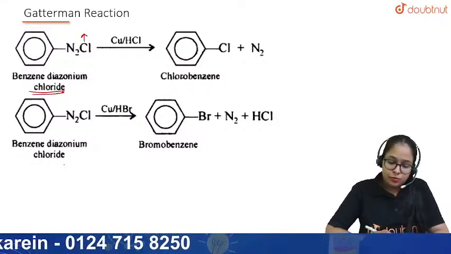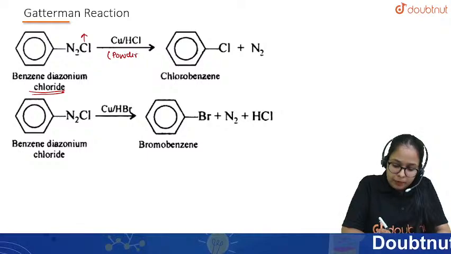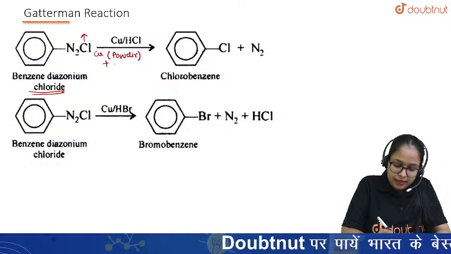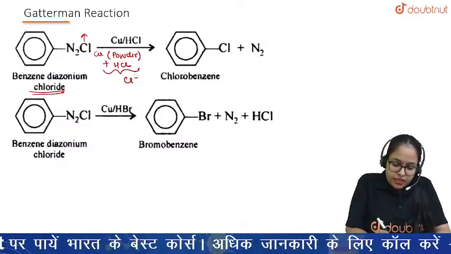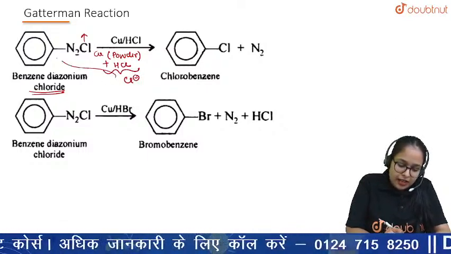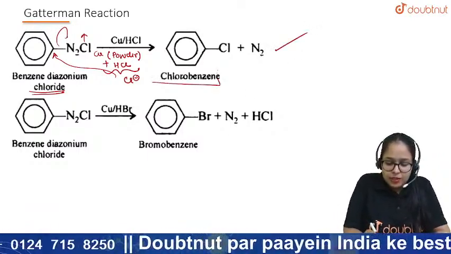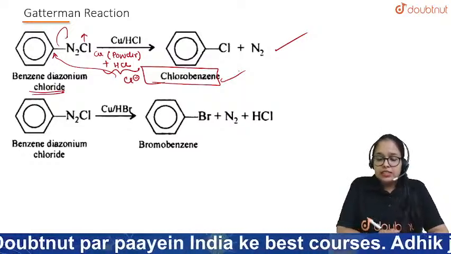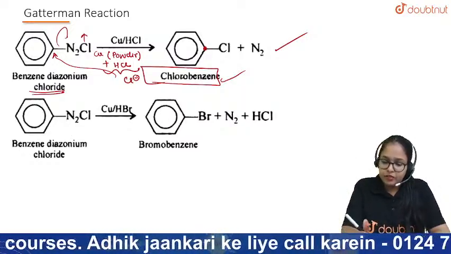When you react it with copper in the powdered state plus HCl, it is the source of Cl minus. Cl minus attacks here, removes N2, and N2 gas is removed and we get chlorobenzene. This is the Cl directly attached to the benzene. This is a haloarene, a chloroarene, right?